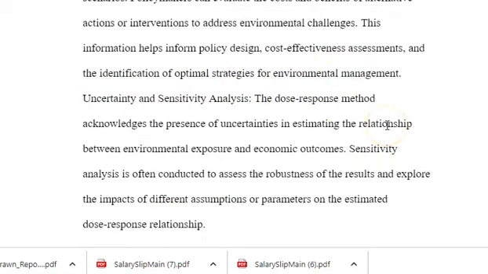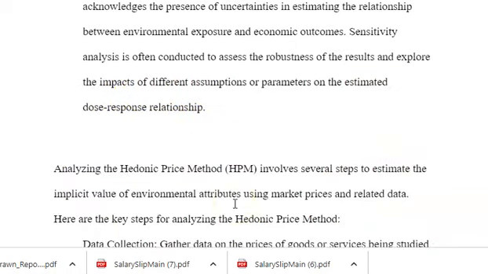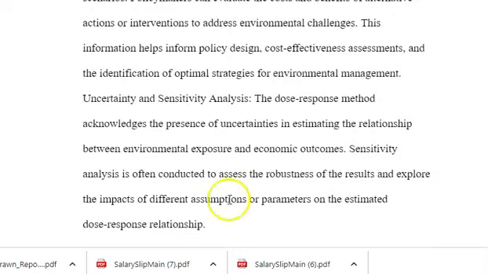Uncertainty and sensitivity analysis. The dose response method acknowledges the presence of uncertainty in estimating the relationship between environmental exposure and economic outcome. Sensitivity analysis is often conducted to assess the robustness of results and explore the impact of different assumptions or parameters on the estimated dose response relationship.